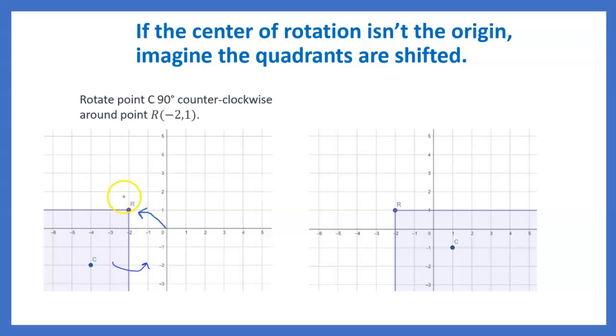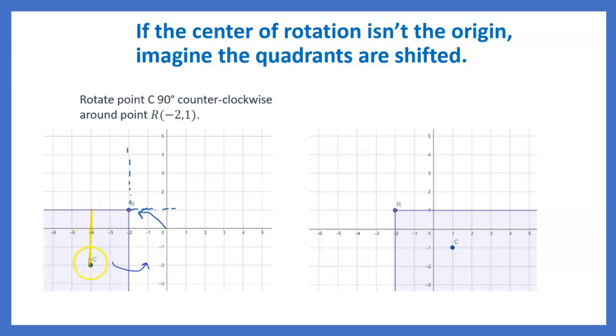The only difference is, instead of the origin being the static point, now this other point is going to be the static point, and we're going to envision the quadrants being over here. You can think of a dotted line here and a dotted line here, and we've sort of shifted the axes. But otherwise, it's exactly the same. We'll just take this whole quadrant and rotate it over here.